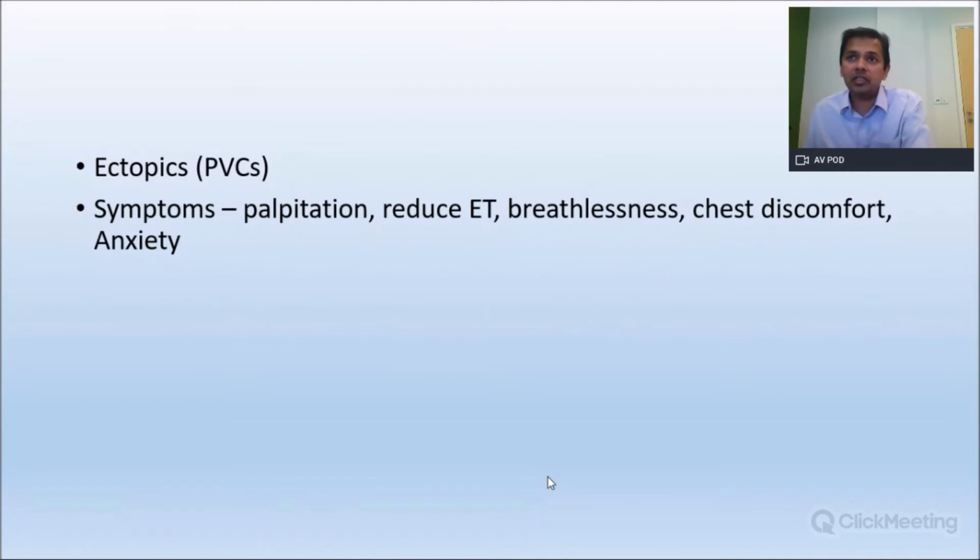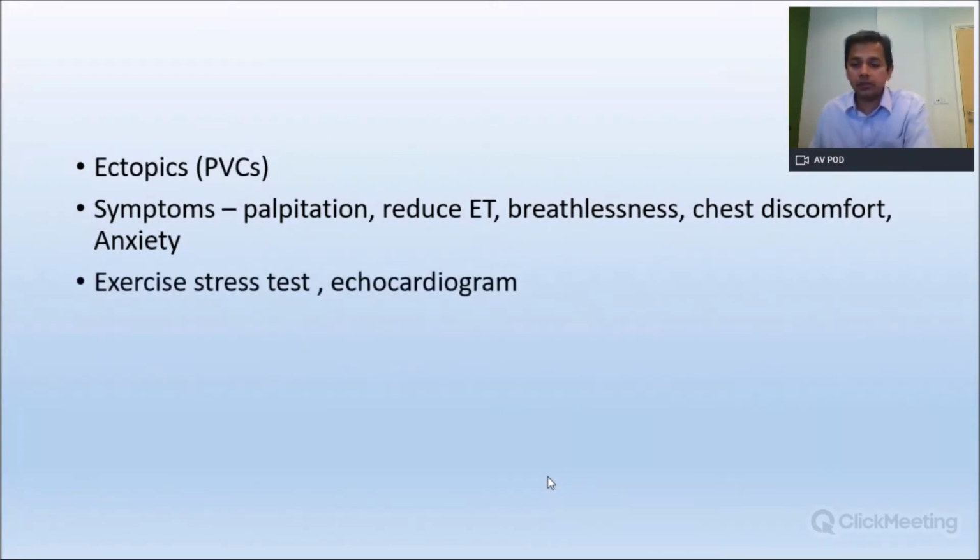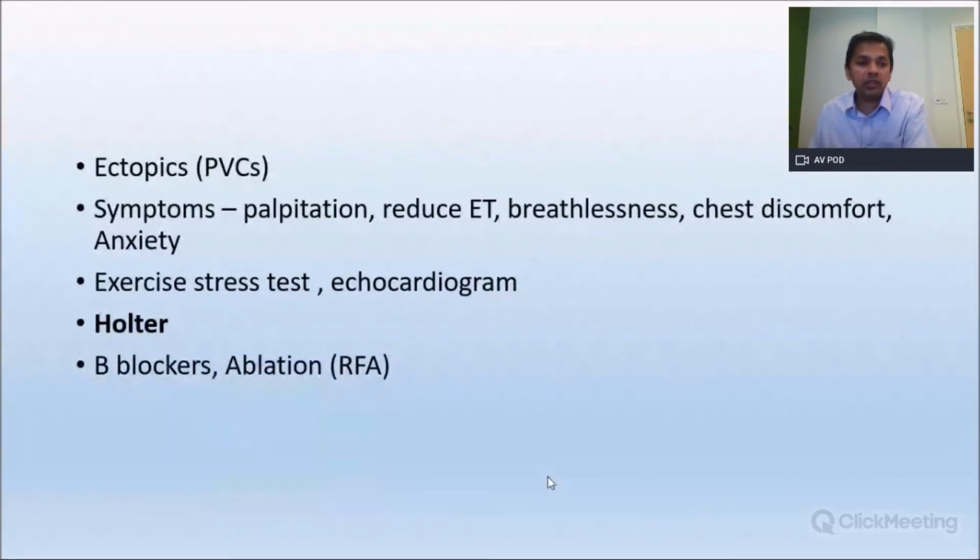So when you see an ectopic in ECG, you need to ask the patient whether they have symptoms. Normally the symptoms are palpitation, reduced effort tolerance, breathlessness, chest discomfort, anxiety. If they have any kind of symptoms, then you need to investigate further by doing a stress test, echocardiogram, and most importantly, a Holter to look for the ectopic burden. Treatment-wise, you can start the patient on beta blockers. If no improvement, then the treatment will be ablation.